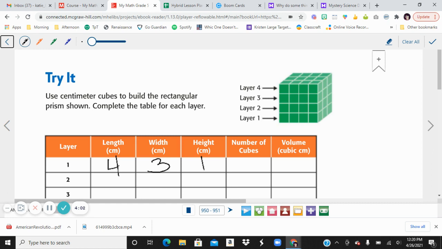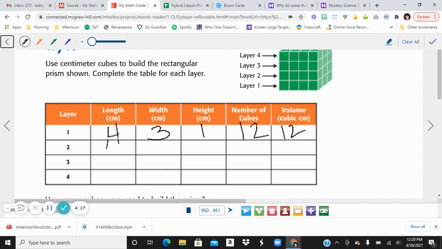So 4 times 3 times 1. 4 times 3 is 12 times 1 is 12. 12 cubes, so the volume is 12 cubic centimeters. My second layer is the same. We're stacking here. So my second layer also has a length of 4 and a width of 3 and a height of 1. So there's 12 cubes on that layer, and it has a volume of 12 cubic centimeters. Same thing for my third layer. It's not changing. It's got 4 by 3, and it's 1 high. 4 times 3 is 12, times 1 is 12. There's 12 cubes, and that layer has a volume of 12. And then the same for the final layer.